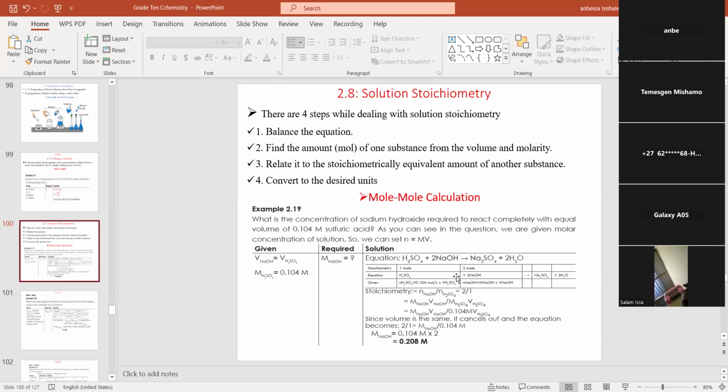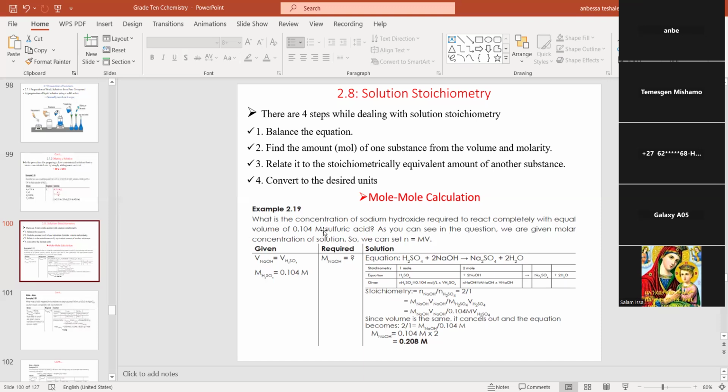Okay, let's see mole calculation. Mole calculation: when you come to mole, a mole is given, and based on the given mole we calculate the mole of another substance. So what is the concentration of sodium hydroxide required to react completely with equal volume of 0.04 molar of sulfuric acid? As you see here, what is given to us is molarity.